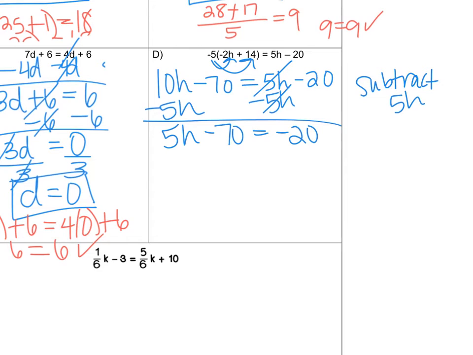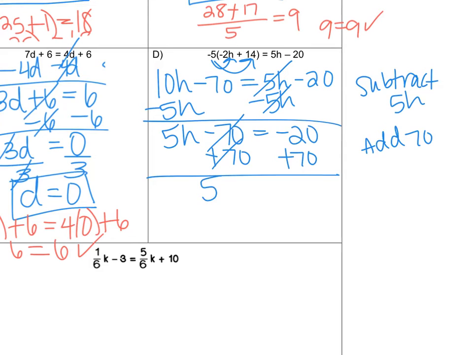Now that I've got my h's on the left side, I want to get my numbers on the right side, because remember, I'm trying to get h by itself. So I'm going to add 70 to each side. Which would leave me with 5h equals negative 20 plus 70 would be 50.